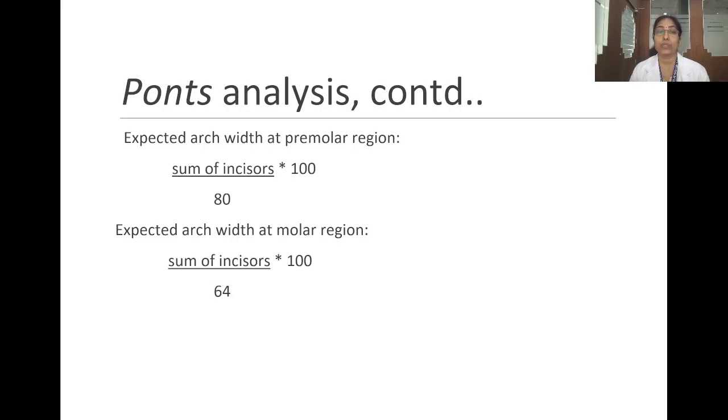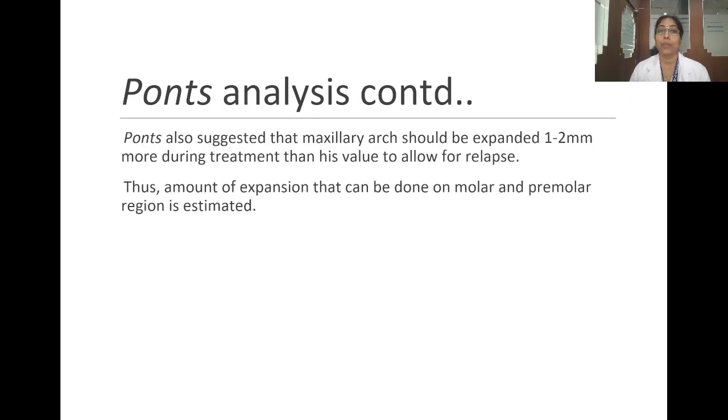And the expected arch width at the molar region can be calculated using the formula sum of the incisors divided by 64 into 100. So, Pons suggested that the maxillary arch should expand 1 to 2 mm more than his value during treatment to allow for relapse. And thus, the amount of expansion that can be done in the molar and premolar region is estimated.